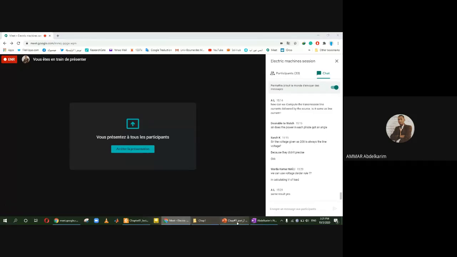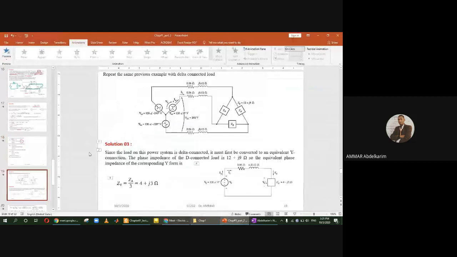We have another example, the same example, but with the delta connected load. I think we don't have time. We still have 10 minutes. Okay, let's try to do it quickly.